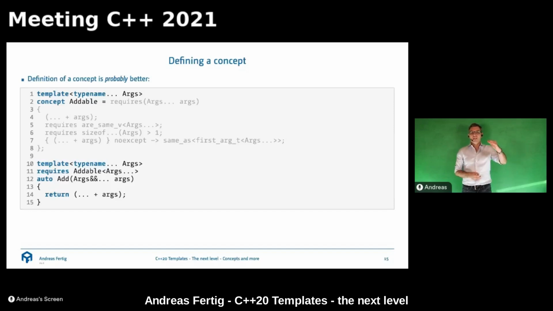And then in line number 10, we see the add function again. And in line number 11, I would say it's now even easier to read. I say requires, so that's the requires clause, and then I apply the concept to it, addable. Okay, so for me, the function is here very clear to read, so I think that's nice. But it's also more reusable because now I have a concept that I can use in different places.